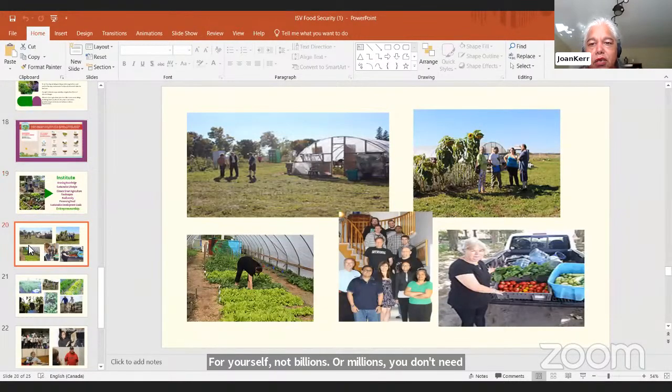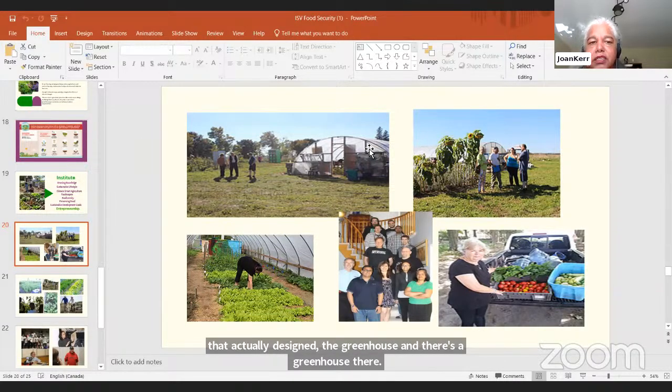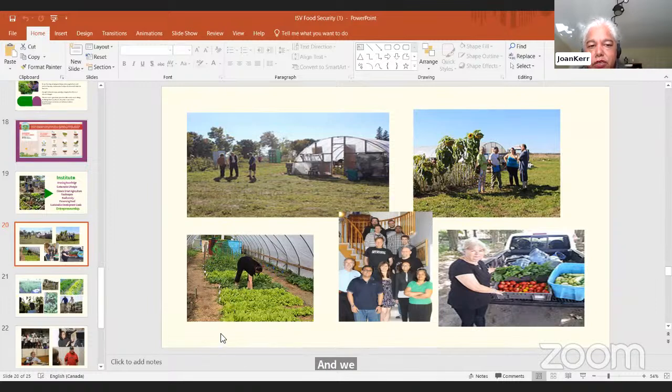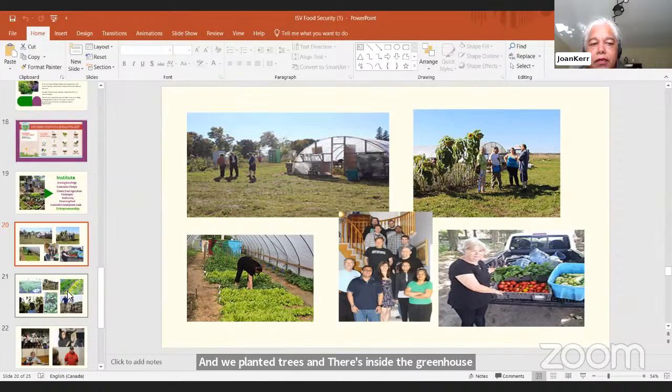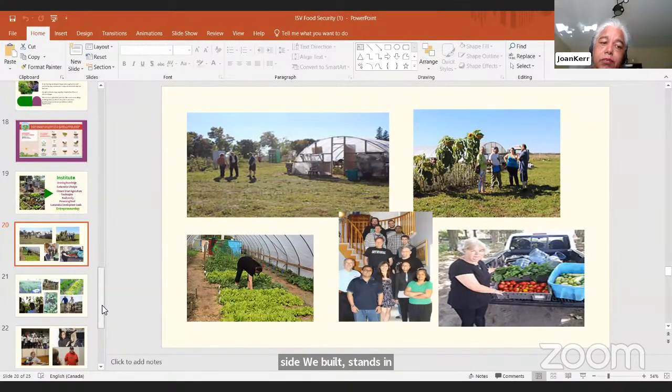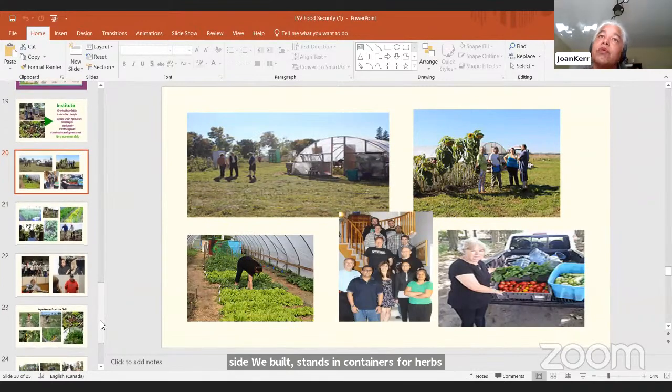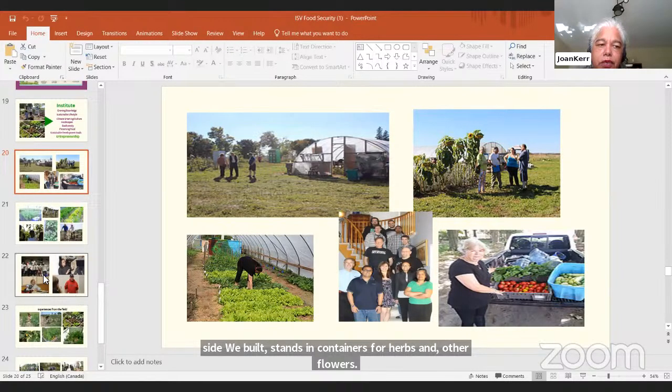And so here are some pictures, I just want to share those pictures with you. In the middle is a group that actually designed the greenhouse, and there's a greenhouse there. And we planted trees, and inside the greenhouse, we started with microgreens and then built from that. That's an early picture, but later at the side, we built stands and containers for herbs and other flowers, so that we could plant in the garden.